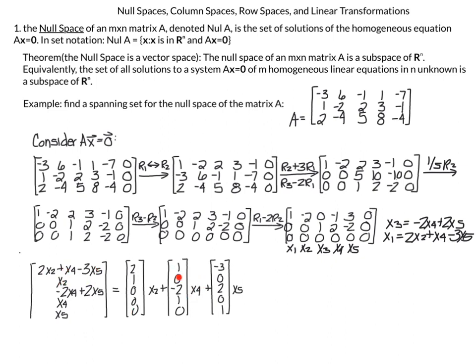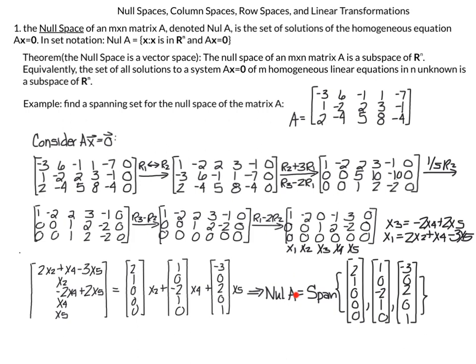Here I have a coefficient of 0, negative 2, 1, and 0. Finally, for x5, here I have a coefficient of negative 3, 0, 2, 0, and 1. So this is what my solutions look like. They look like linear combinations of these three vectors: 2, 1, 0, 0, 0; 1, 0, negative 2, 1, 0; and negative 3, 0, 2, 0, 1.